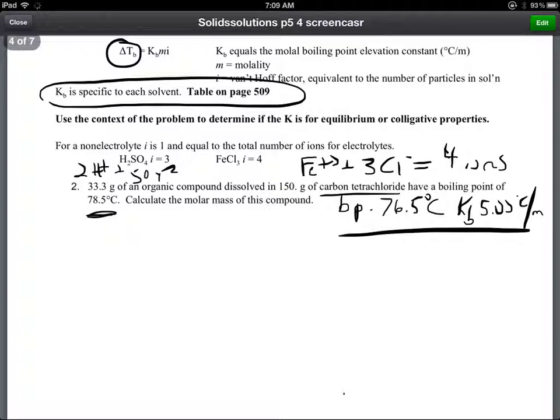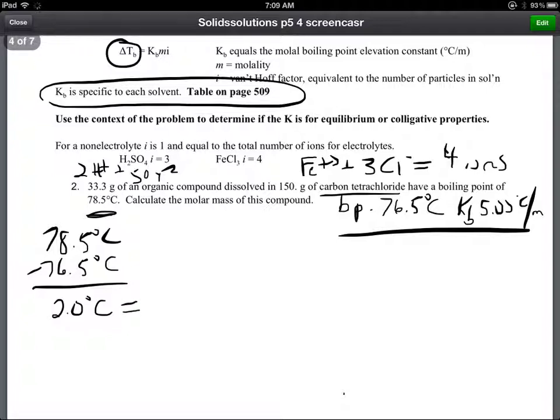So your first step here is going to be to find out what that boiling point elevation is, and it's not a huge amount. These are usually very small numbers, so you'll see that the change in temperature is just 2 degrees Celsius. Okay. And then that's going to be equal to our KB value, which is that 5.03.